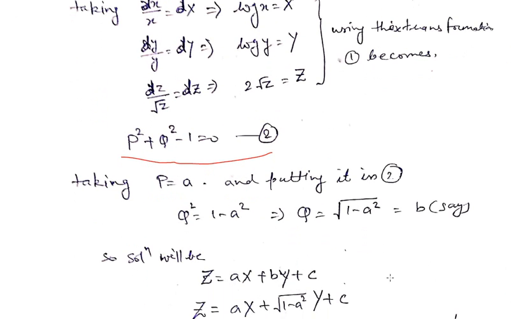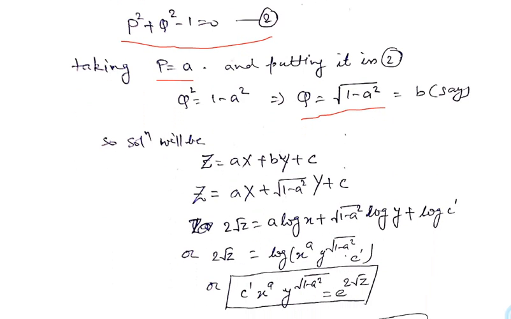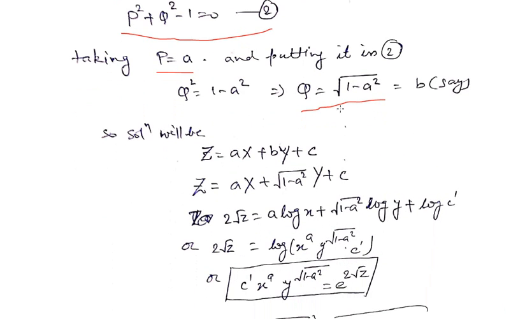So let's take P is equal to A, Q is equal to B, and B will be 1 minus A square. So Q is equal to square root of 1 minus A square, and its solution will be given by AX plus BY plus C. So putting the value of B, root 1 minus A square, and finally replacing capital XYZ with small xyz using the transformation, we get 2 root z is equal to A times capital X, which is log x, plus root 1 minus A square log y plus log C dash, taking this arbitrary constant C in terms of log.